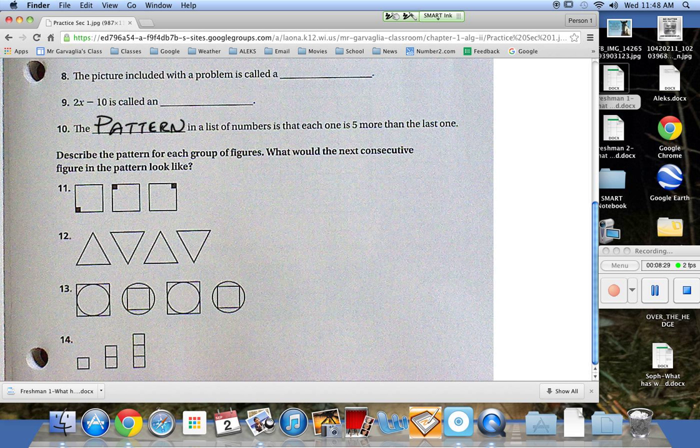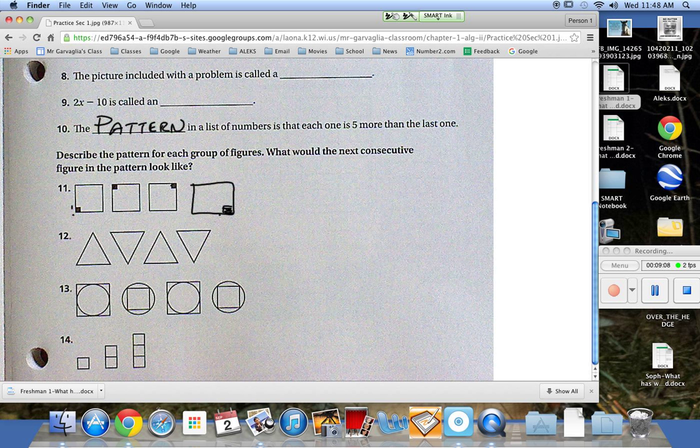Now we're going to describe what is the pattern to each one of these, and it says, what would be the next consecutive figure in the pattern? Number 11, what would it be doing? What, Nick? Bottom right corner. So if we made a square, our little black square would be down here. Does everybody see why? Starts from this corner, goes this corner to this corner, down to the right corner. So it's making a clockwise move around on the corners. That's the pattern we see.